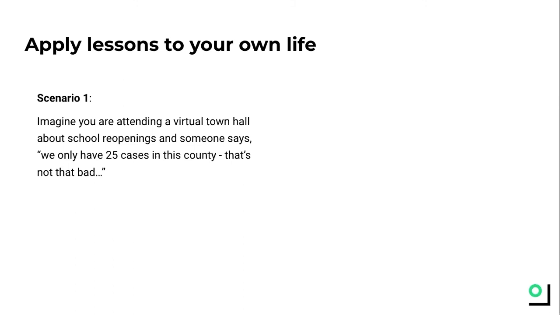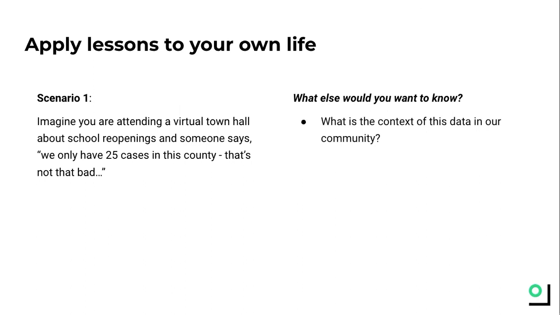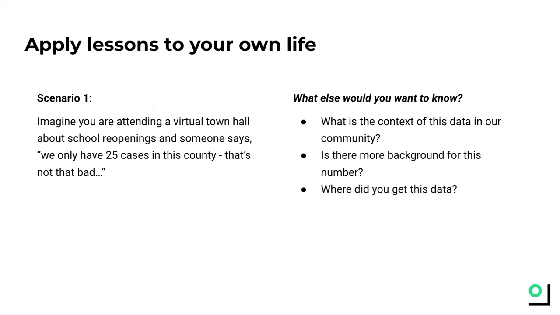For example, maybe you would consider, even though it's only 25 cases, we live in a community of 500 people, so 25 actually seems pretty high in context. Or yes, there's only 25 cases, but our hospitals are actually nearing full capacity, which means any additional influx of patients could be dangerous. Or what exactly do you mean by 25 cases? Is that referring to total cases? Is that referring to new cases in the past week? What does that number really mean? Or where did you get that number from in the first place? Is it from a credible source?